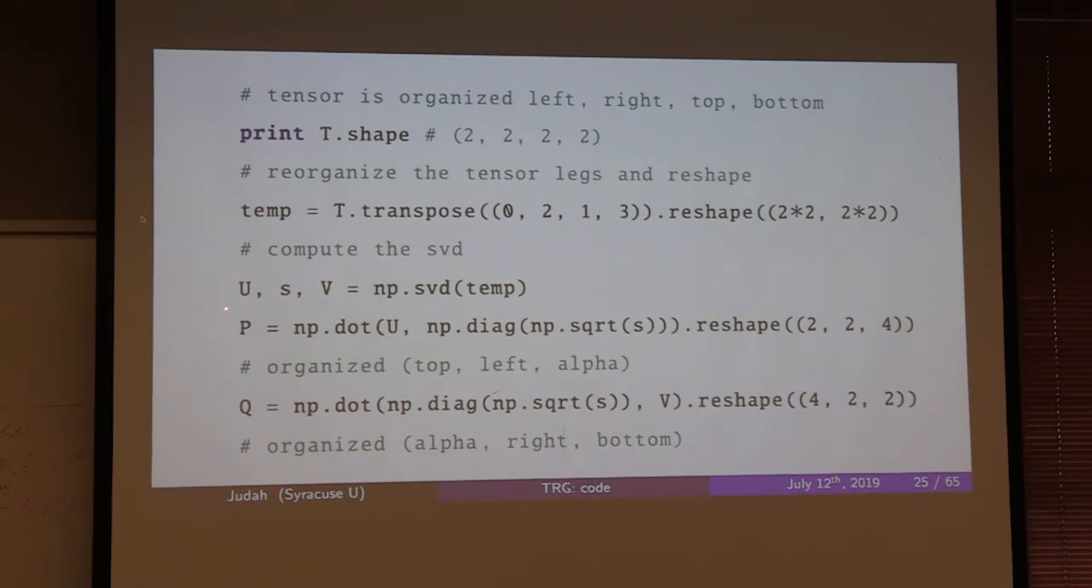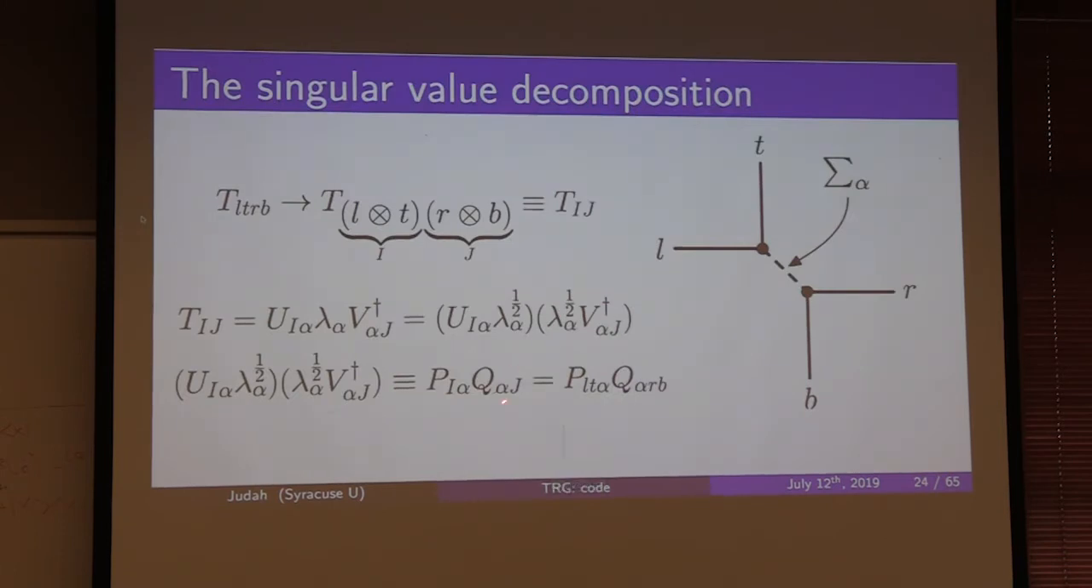SVD it. I get my unitary, my diagonal, my other unitary dagger, and here I do the clumping. So I take U, and I take the square root of the diagonal, and I matrix multiply them together. And I do the same for the other side, this Q here. So this is this piece and this piece.